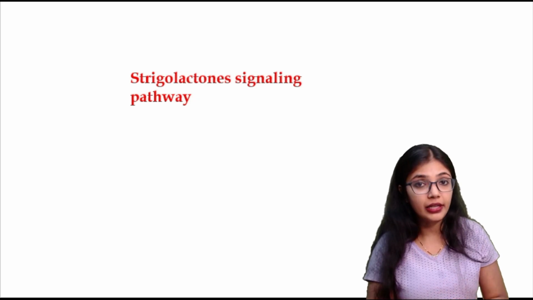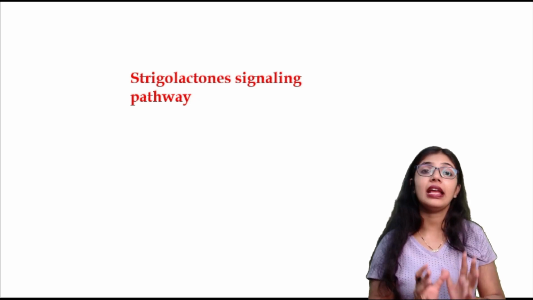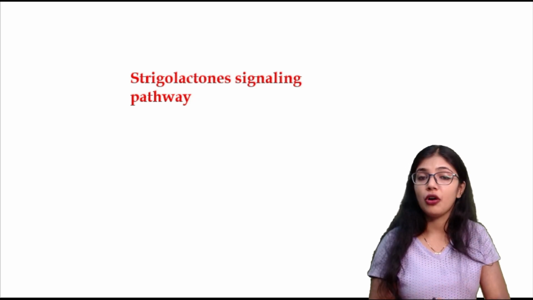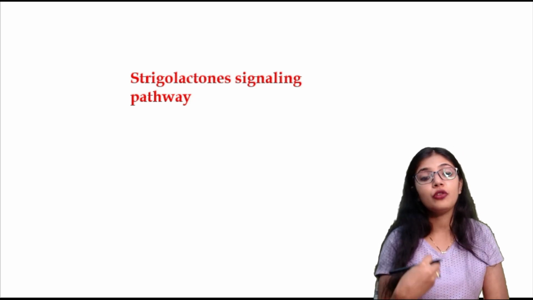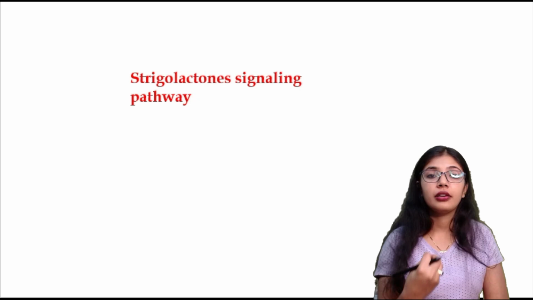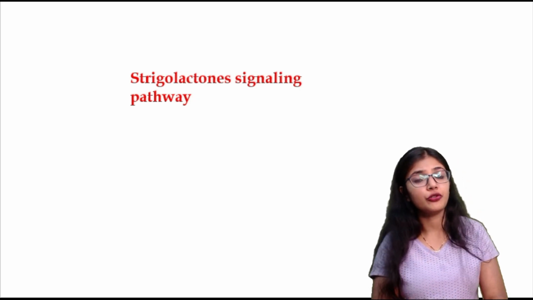It helps in the symbiotic relation between the arbuscular mycorrhizal fungi as well as some nitrogen fixing bacteria. Due to the symbiotic relationship, what happens? There is an adaptation towards drought, and the nutritional stress is controlled by the plant.